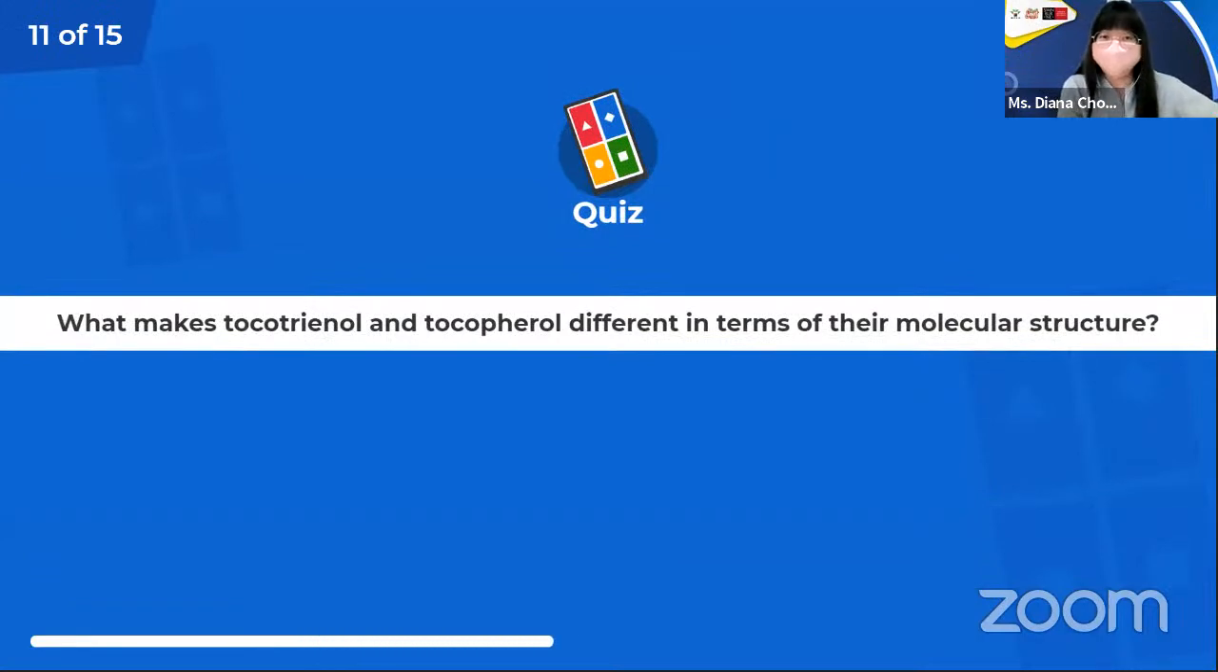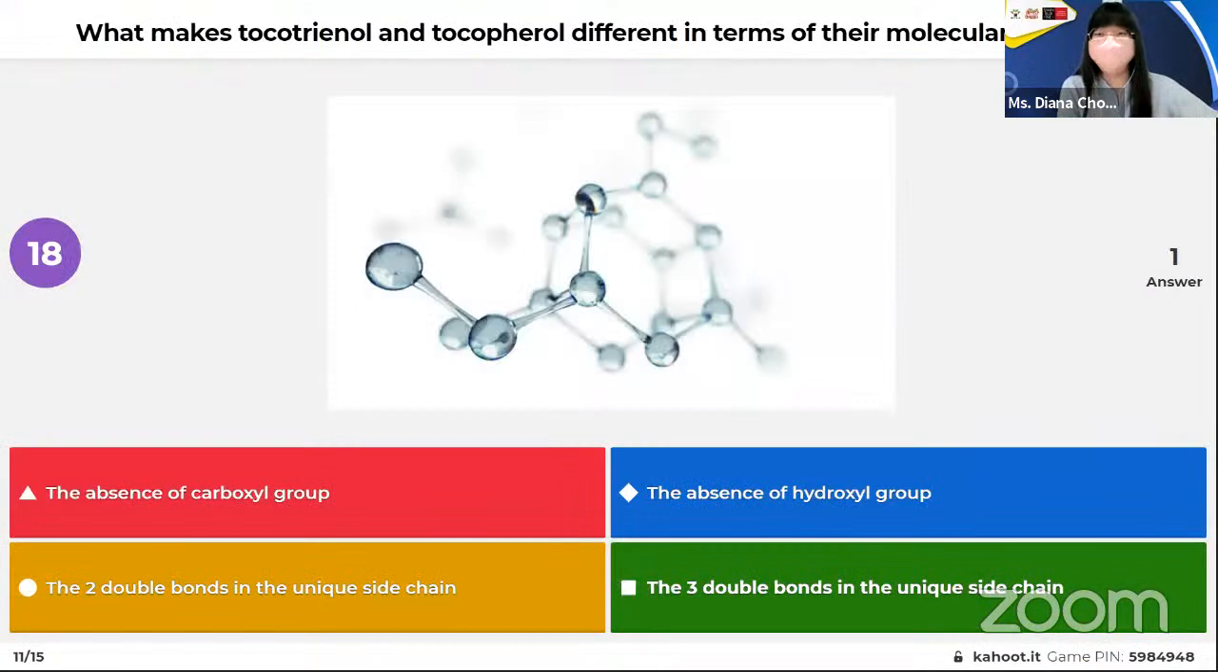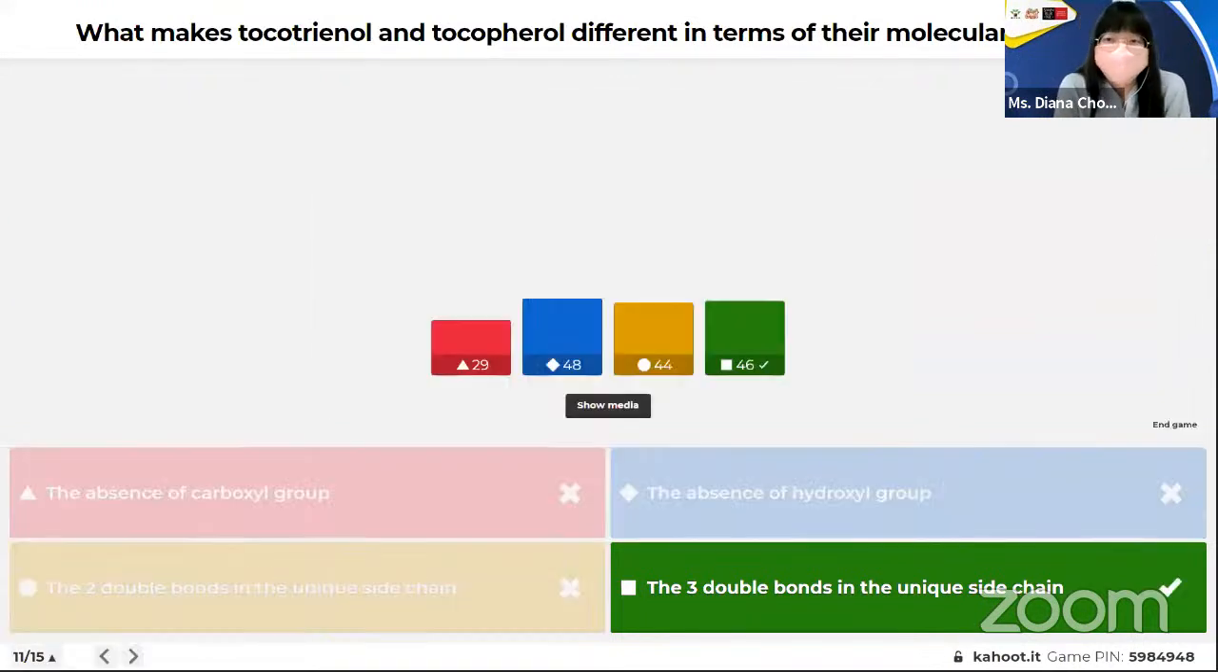What makes tocotrienol and tocopherol different in terms of their molecular structure? This was highlighted in the earlier talks. Is it the absence of carboxyl group, the absence of hydroxyl group, or the 2 double bonds or the 3 double bonds in the unique side chain? We have 5 more seconds to answer. Okay, so the correct answer is actually the 3 double bonds in the unique side chain, and 46 participants got this correct.